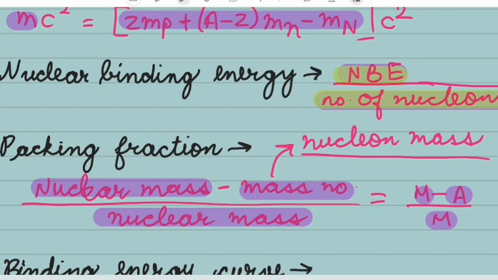Now what is the packing fraction? So packing fraction is actually the nuclear mass minus the mass number, upon the nuclear mass. This mass number is the nucleon mass only, because mass number comprises protons and neutrons, and nucleons also consist of protons and neutrons. So it is M minus A, where M and A are the nuclear mass and the nucleon mass, upon M, which is again the nuclear mass.